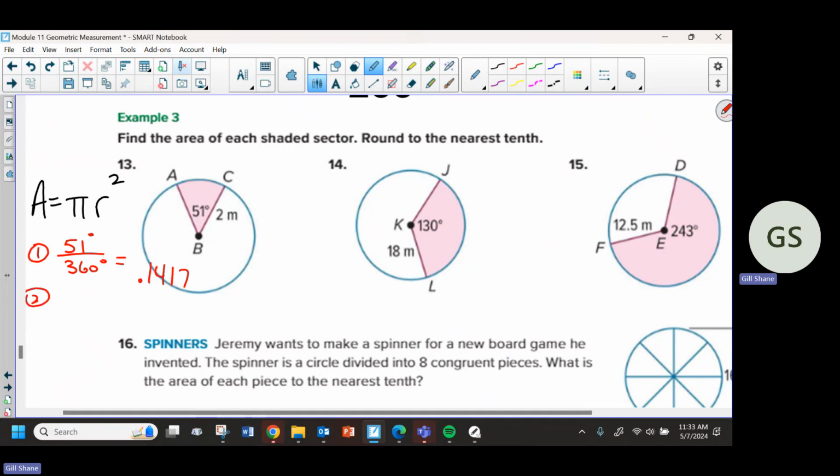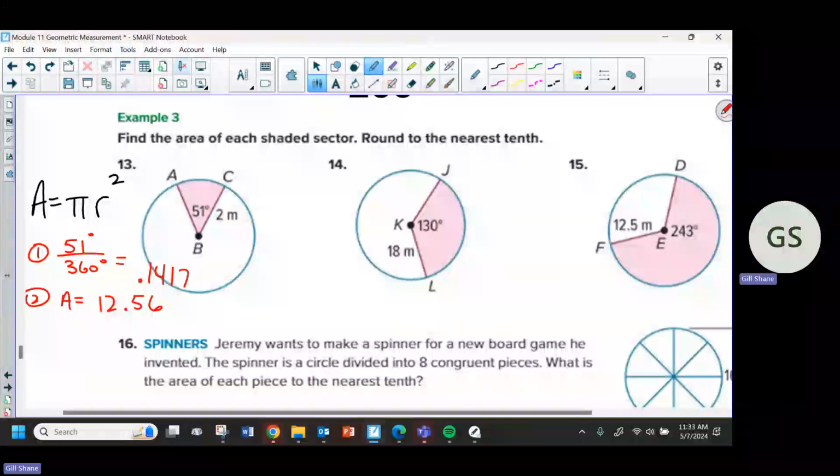Now I need the entire area. I just plug numbers into a formula for that. So 2 squared is 4. 4 times pi is what? What did you get? Should be 12 or 13. 12.56. So that's the total area, the whole circle.